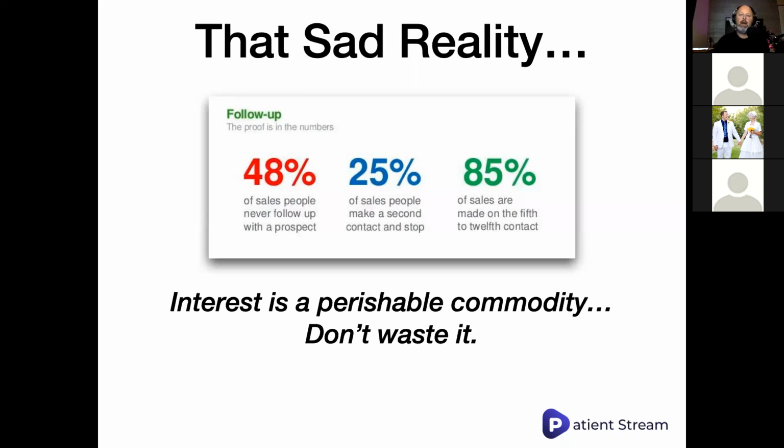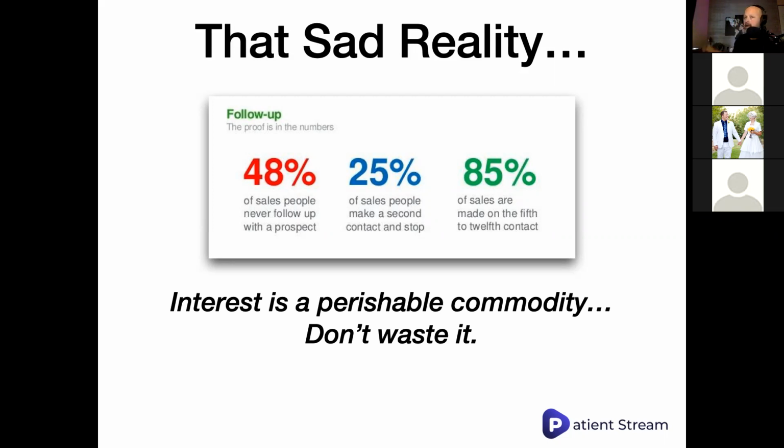Interest is a perishable commodity. If they're interested right now, it doesn't mean they'll be interested tomorrow. And you might think, well, how qualified does that make them? Honestly, what you're wasting, and not doing right up front, is showing them that you're trustworthy and credible. The follow-up process is more important than you can realize.